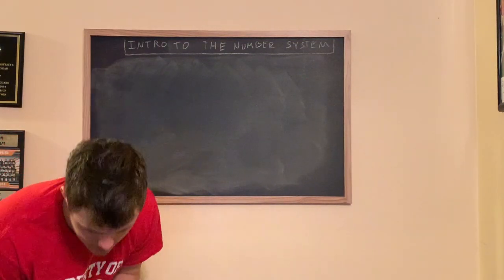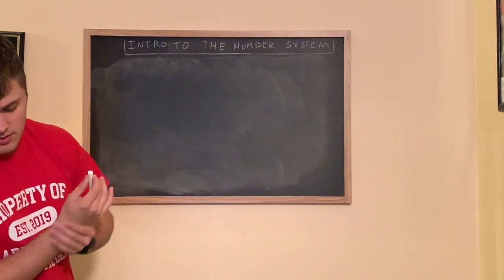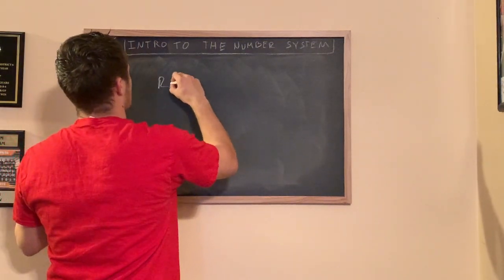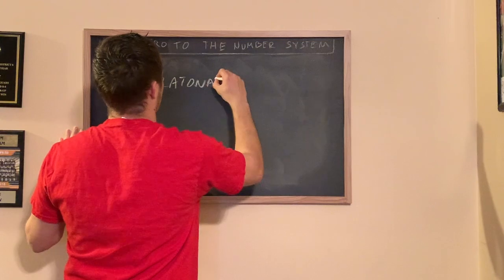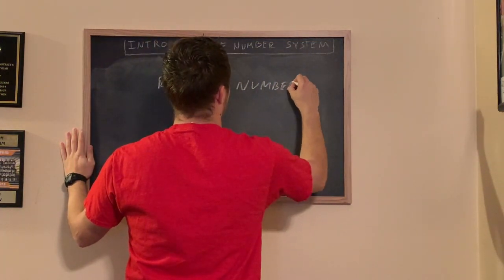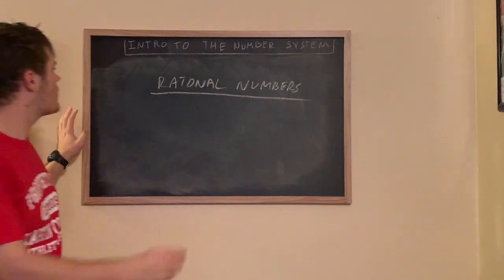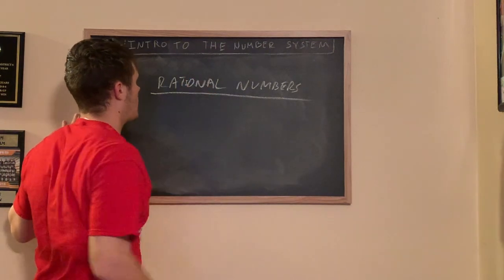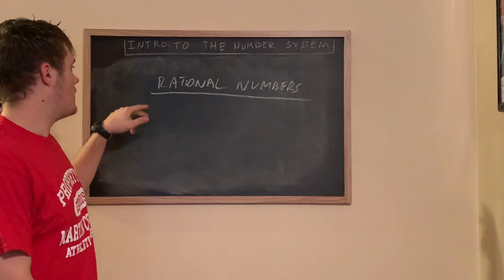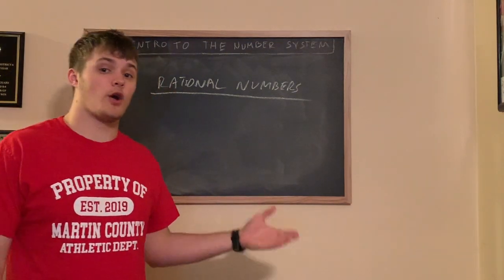Okay, next up, we have rational numbers. Rational numbers can be... I spelled that wrong. I'm a math teacher, I'm not an English teacher. Rational numbers can be written as a ratio, a fraction, or a terminating decimal.